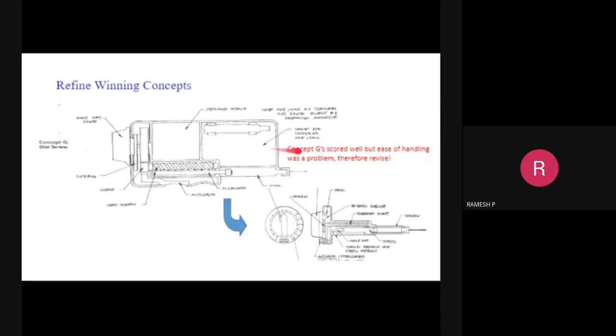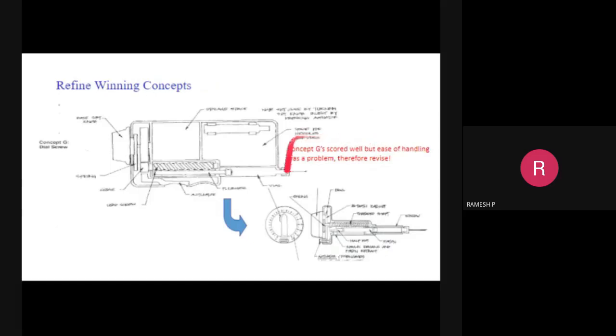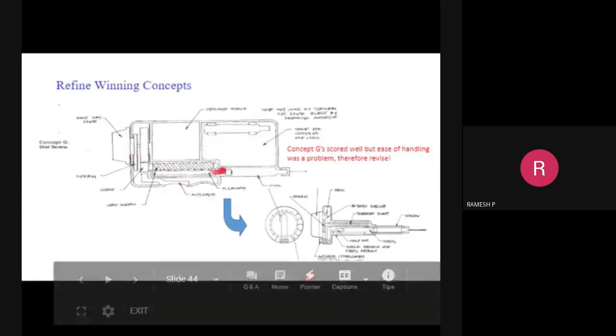The concept G scored well, but ease of handling was a problem. Therefore, revise. That is concept G, ease of handling. It showed one negative aspect in handling the syringe. So we are revising the G. We are making certain changes in the existing design, so that motion is transmitted from the dial knob to the lead screw. We are making certain changes.